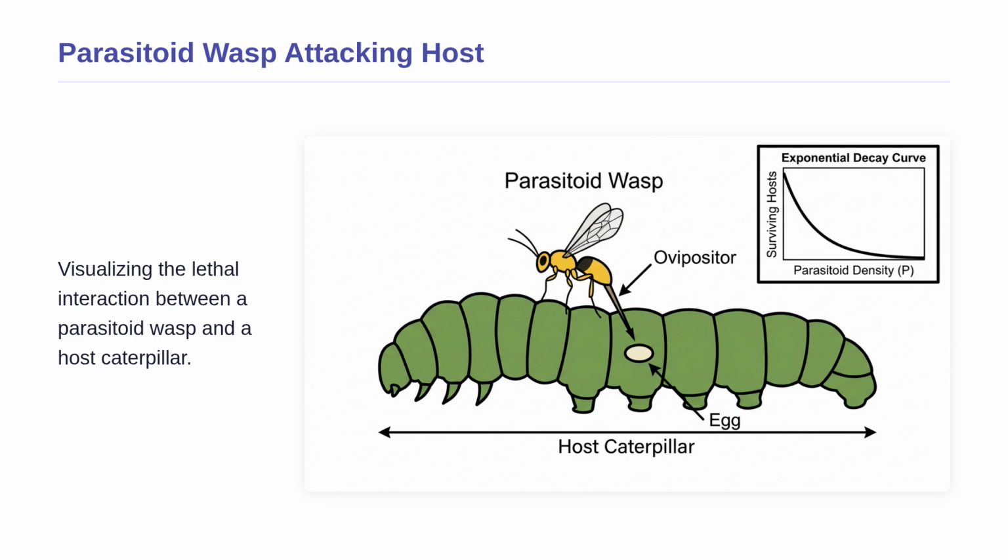In the top right, there is a crucial inset graph showing an exponential decay curve. The x-axis represents the parasitoid density, and the y-axis represents the surviving hosts. As we proved in our calculations, as the density of wasps increases along the horizontal axis, the number of surviving caterpillars drops exponentially. This diagram perfectly bridges the gruesome biological reality with the elegant mathematical model that ecologists use.